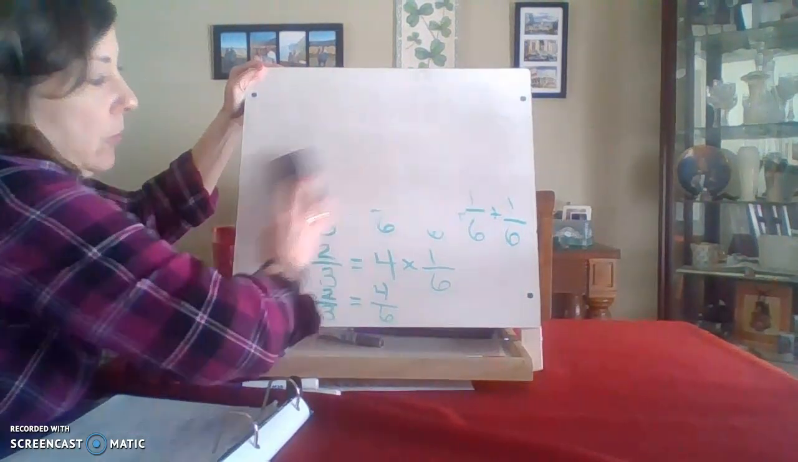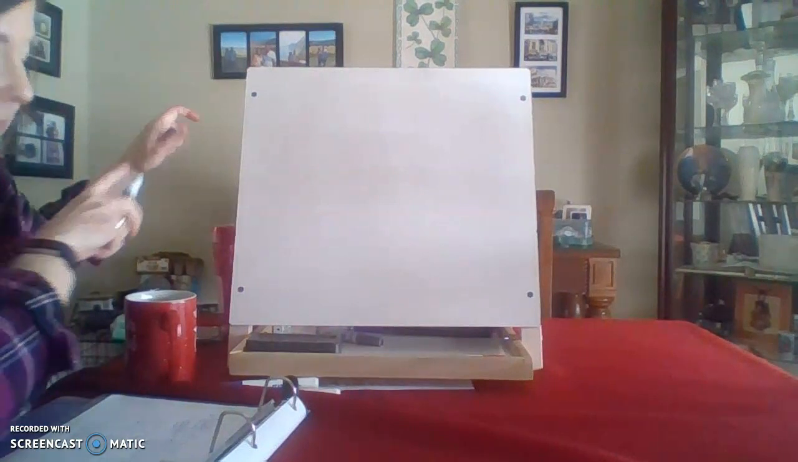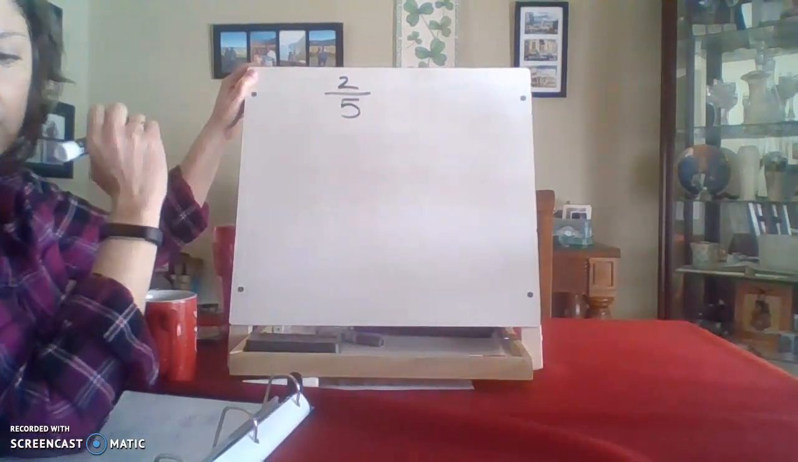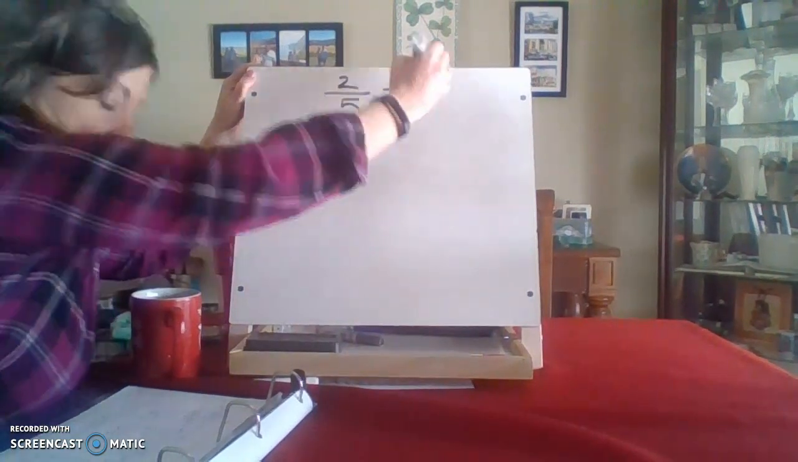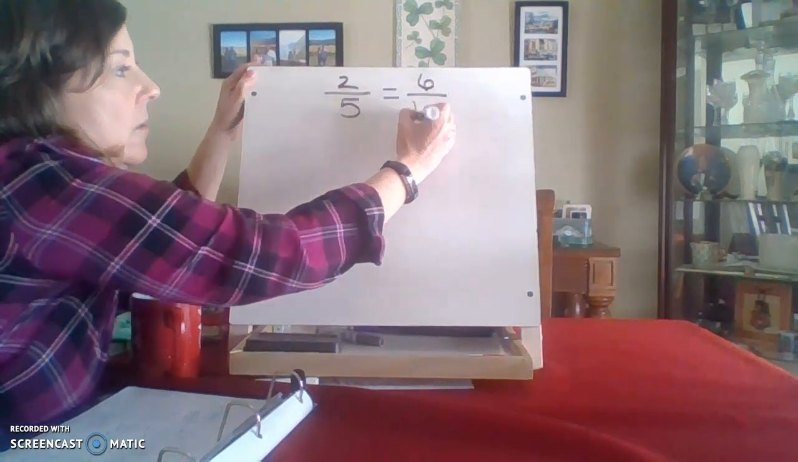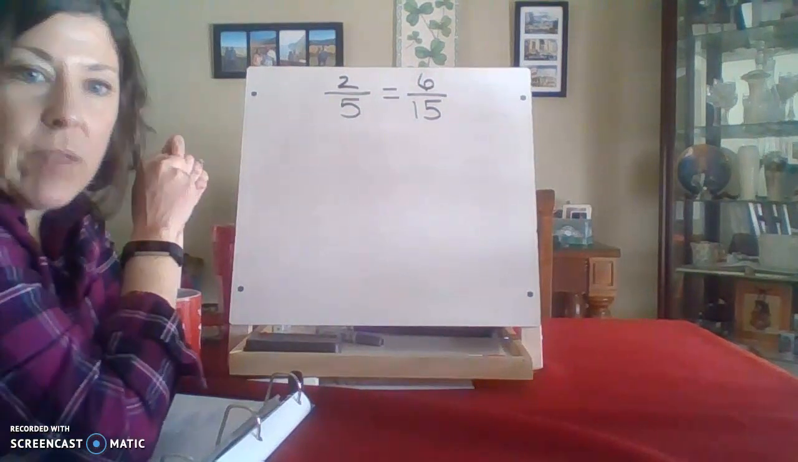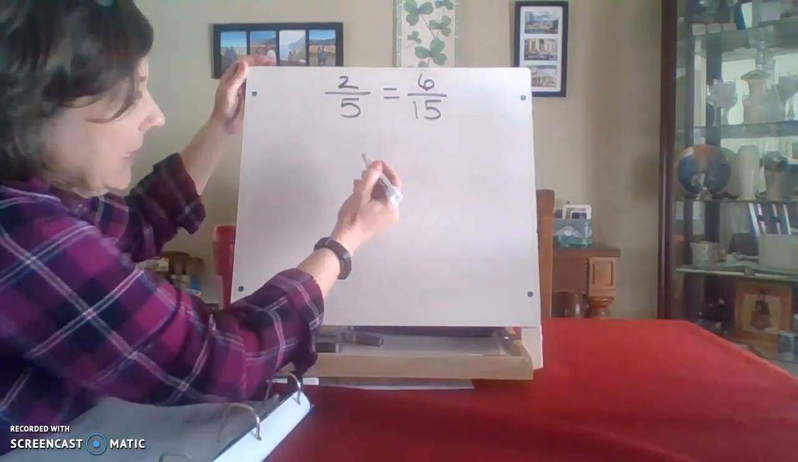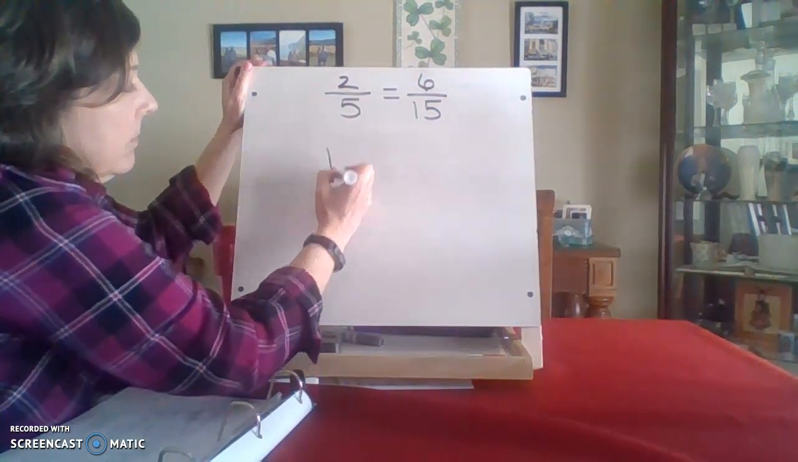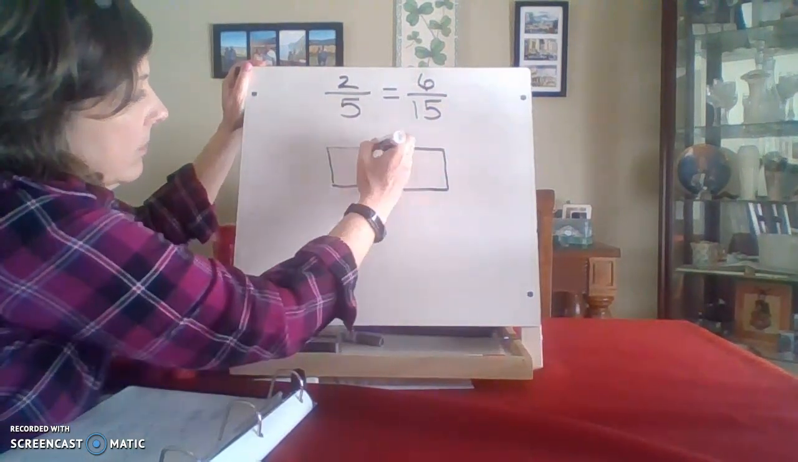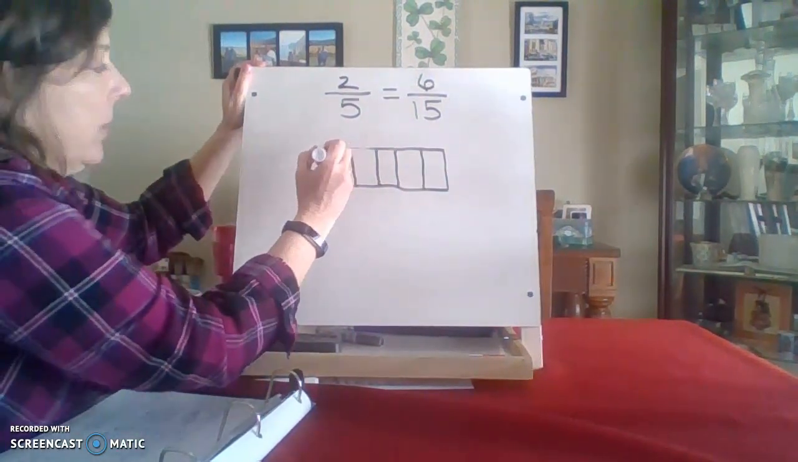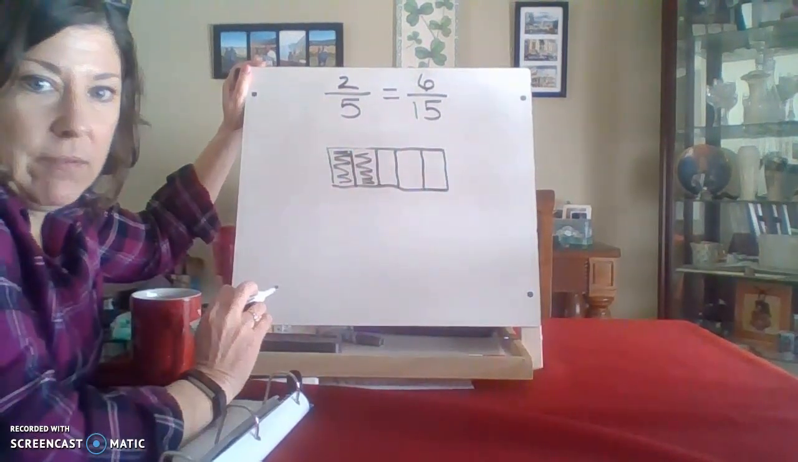Now what I want to do is move to a different example. I want to show that 2/5 is equal to 6/15. So I'm going to start with a tape diagram that represents 2/5. Go ahead and get that tape diagram set up, please. So there are my fifths, and I am going to shade in 1, 2 of the fifths.